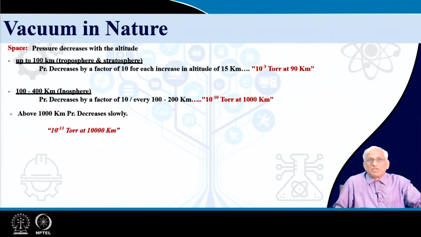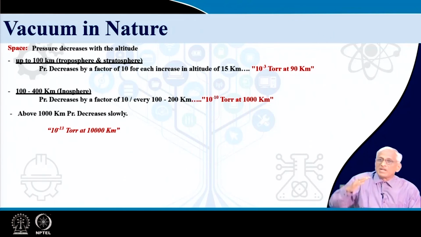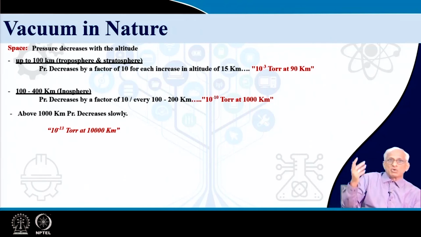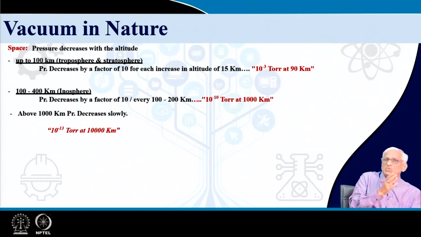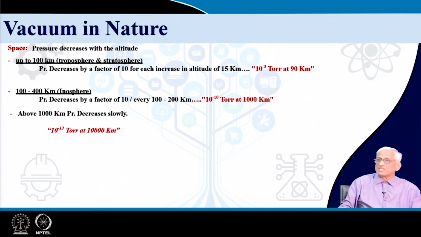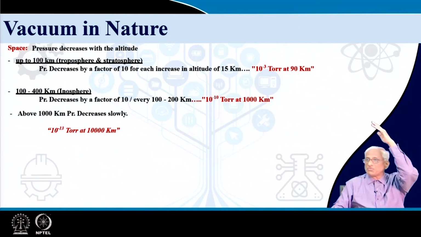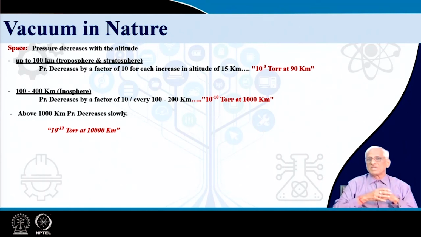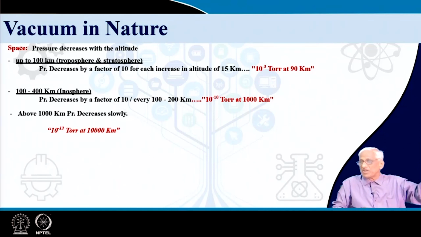So, coming to the natural vacuum, in continuation of that, up to 100 kilometers height, that is called the ionosphere or troposphere, pressure decreases slowly by a factor of 10 for each 15 kilometers of altitude. That means, around 90 kilometers from the earth's surface, you already have 10 power minus 3 torr in an almost infinite volume. That is the power of nature. And beyond 100 to 400 kilometers altitude, pressure decreases relatively slower, because there is nothing much to decrease, already it is 10 power minus 3 torr. At 1000 kilometers, which is nothing in astronomical distances, even our geostationary satellite is much beyond this.